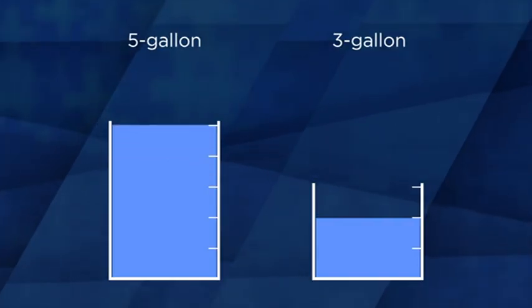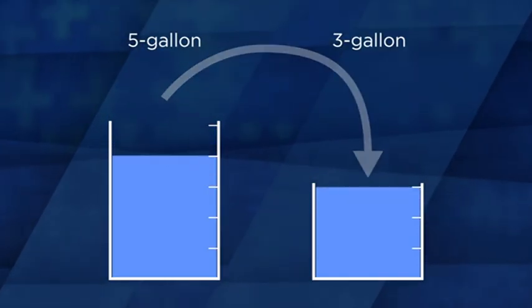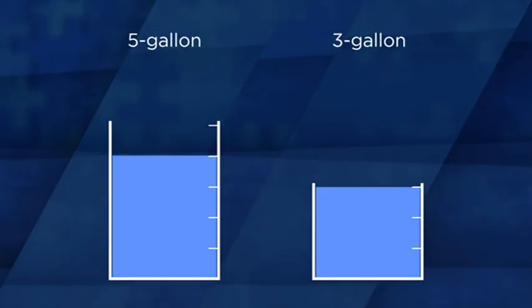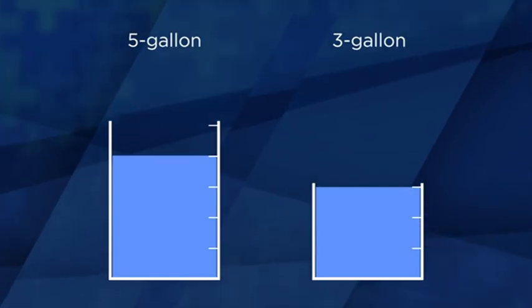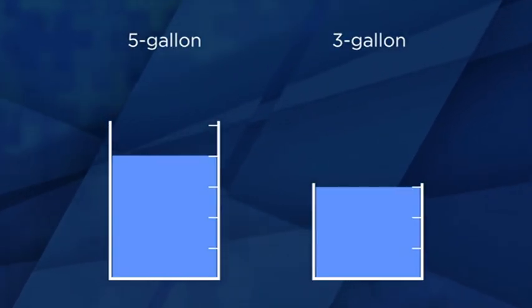We pour out one of these 5 gallons into the 3-gallon jug, once more filling the 3-gallon jug all the way to the top. This leaves exactly 4 gallons of water in the 5-gallon jug. Success!